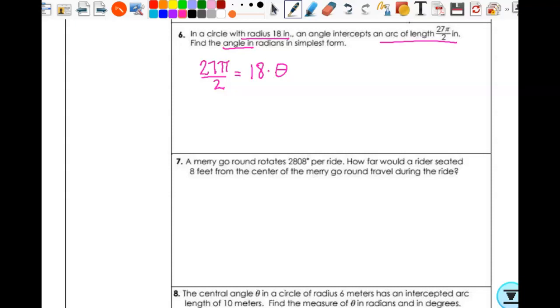The reciprocal. So if I multiply both sides by 1 over 18, and if you need to write that as a fraction as 18 over 1, that's totally fine. 1 over 18, so those cancel out. And then, let's see, these are both divisible by 9, so that becomes 2, that becomes 3. So theta equals 3 pi fourths radians.